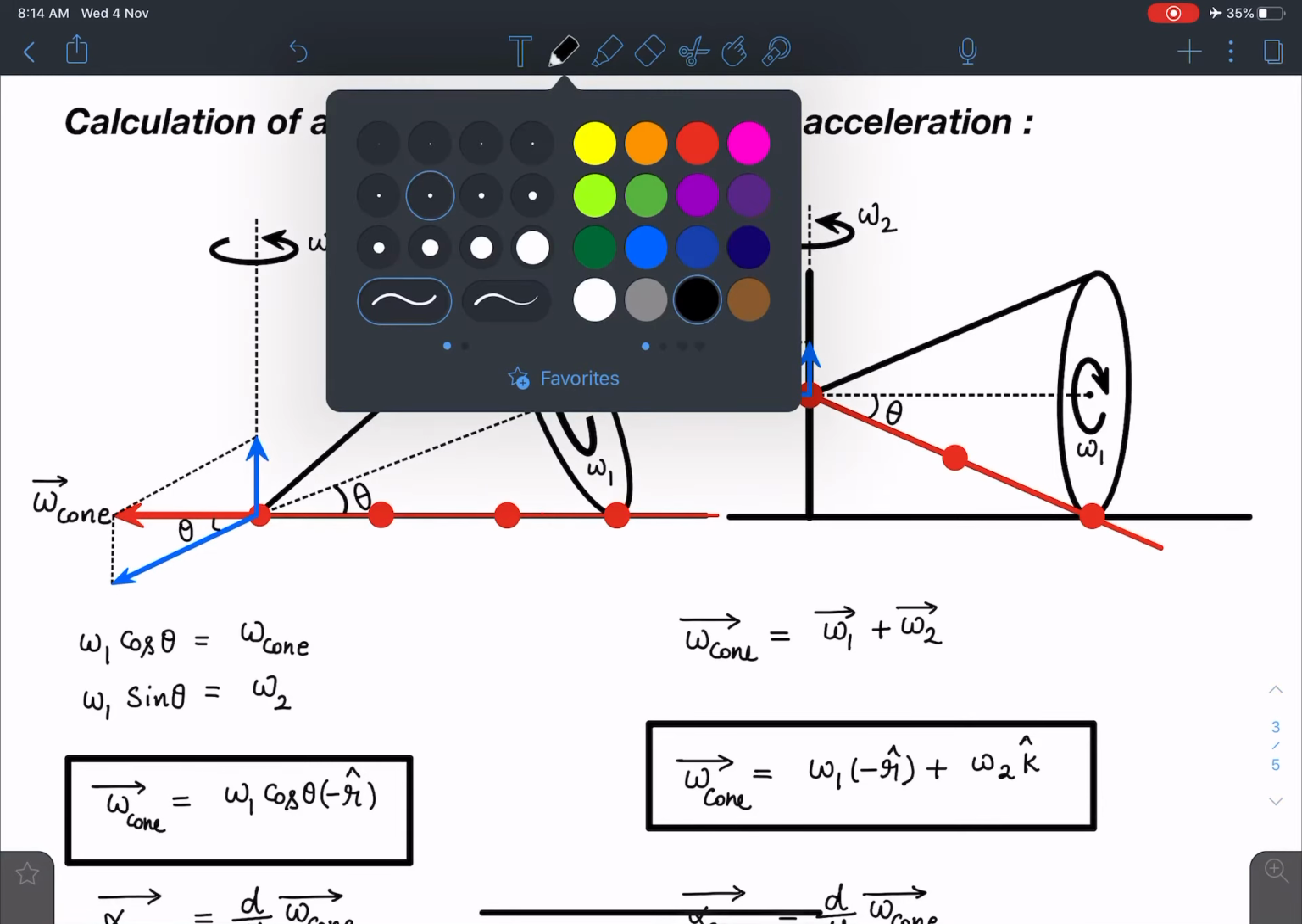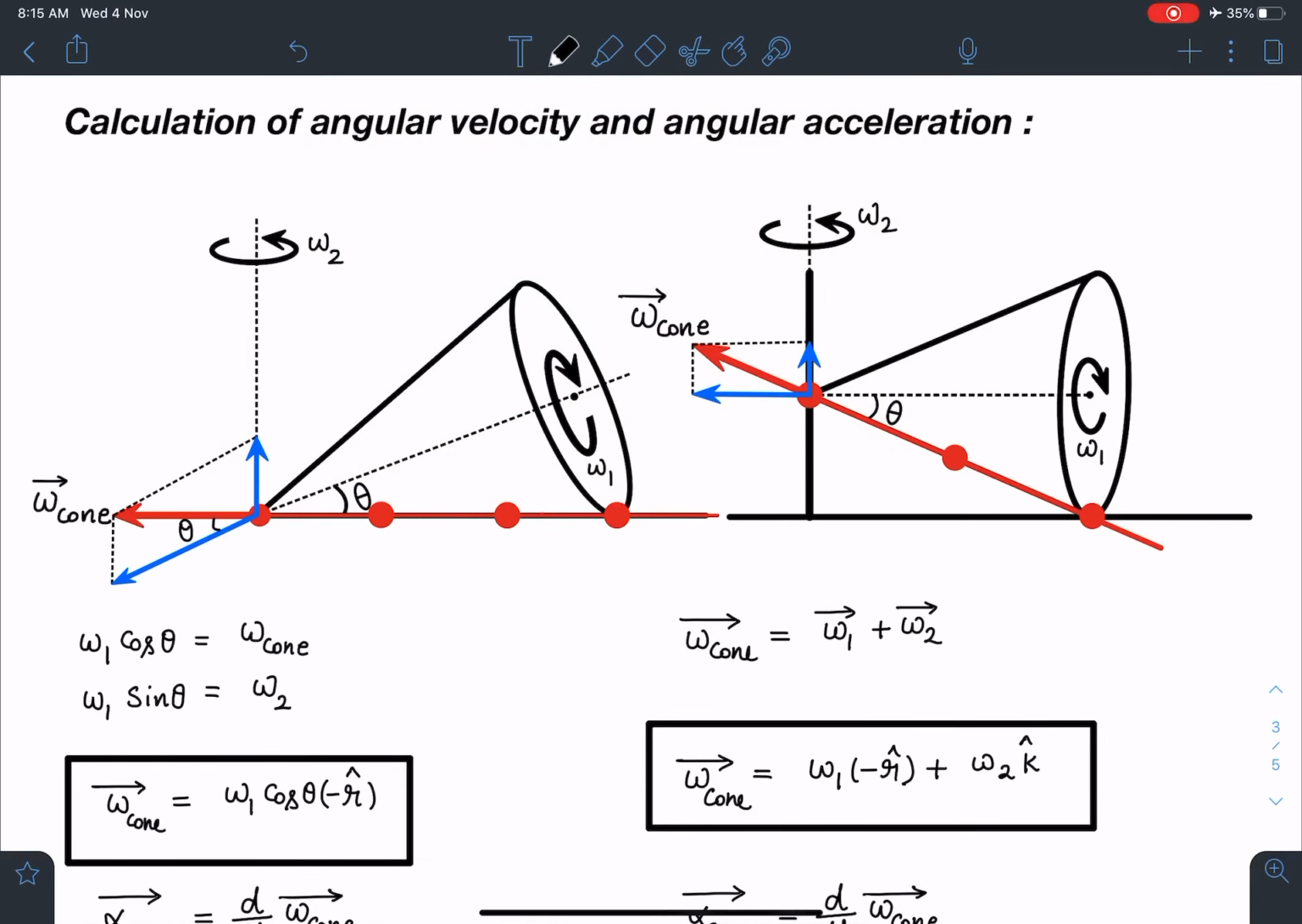If this is omega 1, and this is omega 2. So as per this diagram, I can say omega 1 cos theta is omega cone, and omega 1 sin theta is omega 2, because it has to cancel out this if you want overall omega 2 in this direction. So omega 1 sin theta must cancel this omega 2.